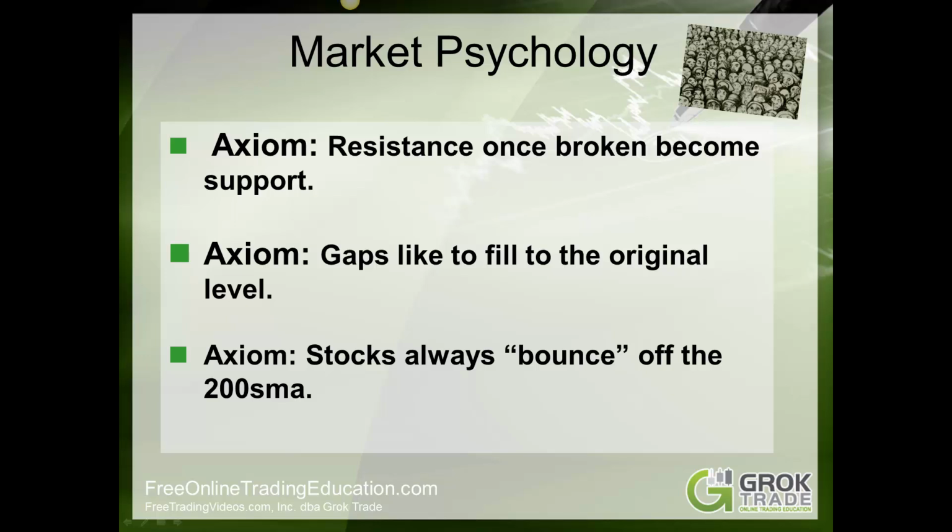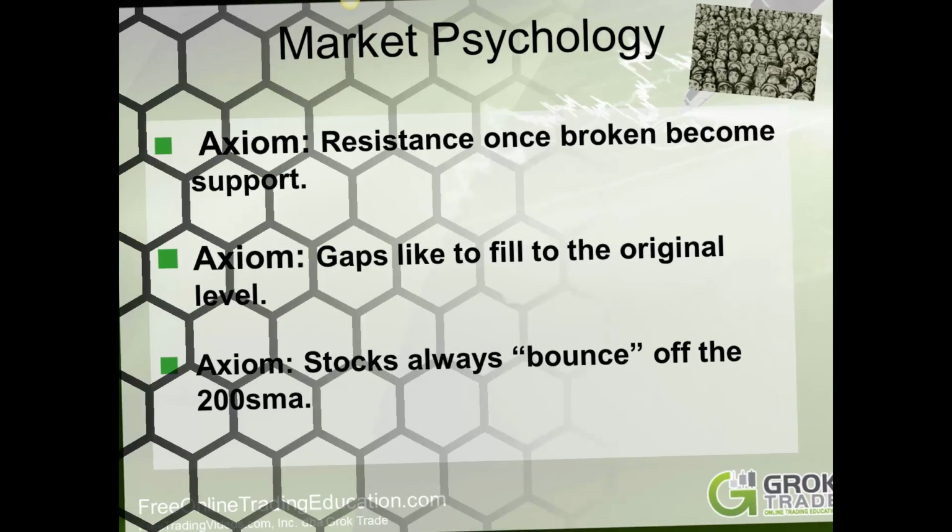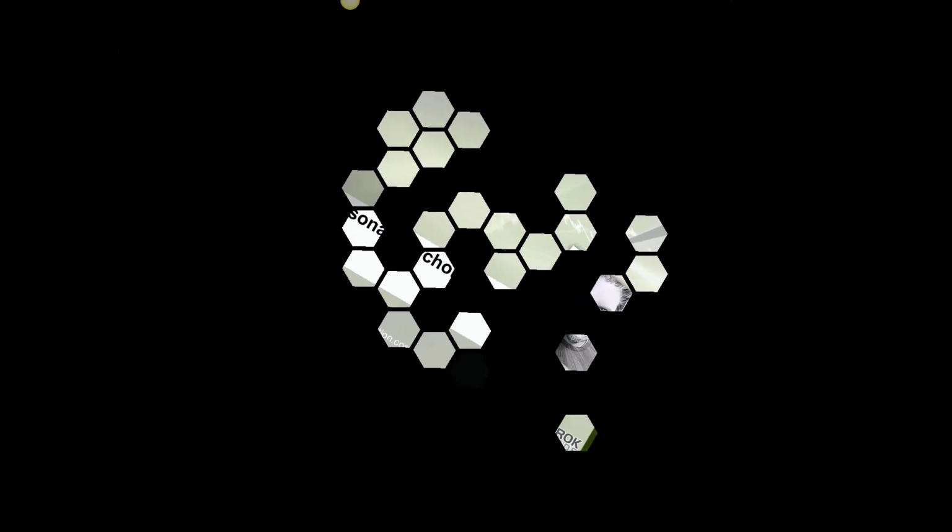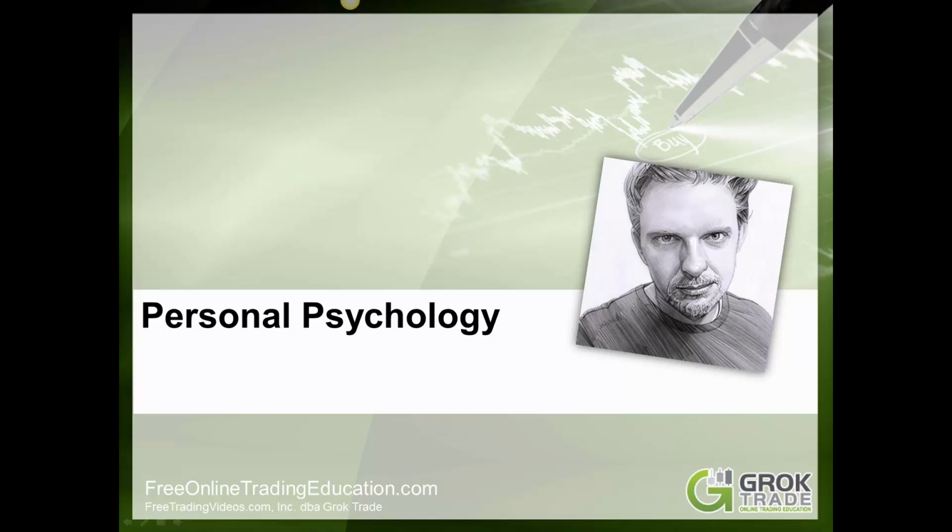So here's one. Stocks always bounce off of the 200 moving average. Well, it does every time, except when it doesn't. But if more people believe it will, their actions will be in perfect alignment with their beliefs. So that is a bit of market psychology. Let's now get into your head as a trader, your personal psychology. Now again, this is just a brief introduction.